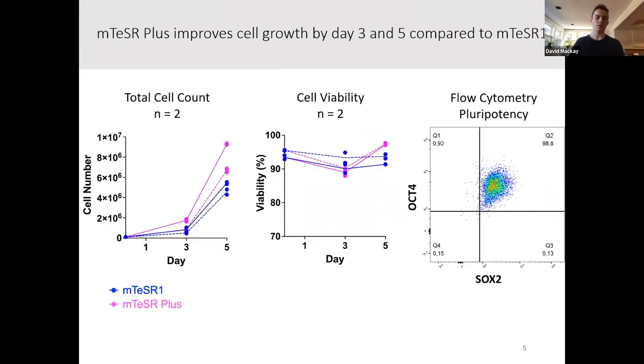The figure on the left here is showing cell count over days of cell growth. At day 3, there were slightly more cells in the mTeSR Plus group compared to the mTeSR1. And this difference was more pronounced on day 5, even with those restricted feeds. The figure in the middle here is showing cell viability over days of cell growth. The viability remained around 90% or higher for both conditions and for both repeats of the experiments. The figure on the right here is a representative flow cytometry plot, which shows that around or close to 100% of the cells maintained expression of two key stem cell protein markers. And this was consistent across both media conditions and both repeats of the experiment.